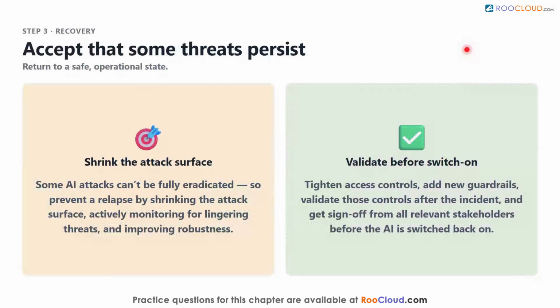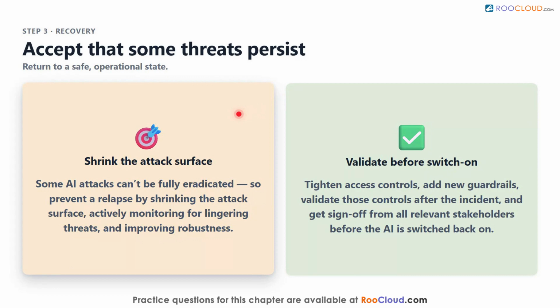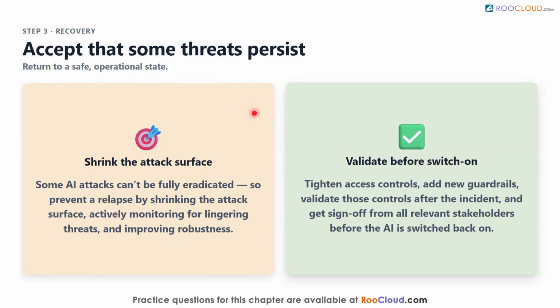The third step is recovery, returning the system to a safe, operational state once the threat is contained and eradicated. The honest reality is that some AI attacks cannot be fully eradicated. So the best outcome is to shrink the attack surface to prevent a relapse, actively monitor for any lingering threat, and keep improving the model's robustness. That means tightening access controls and adding new guardrails, then validating those new controls after the incident and getting sign-off from all relevant stakeholders before the AI is switched back on.